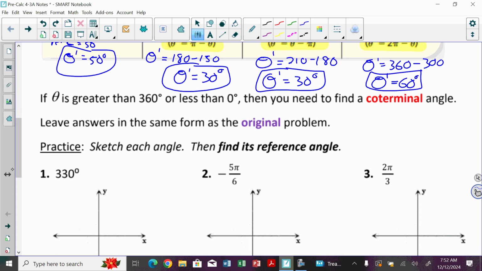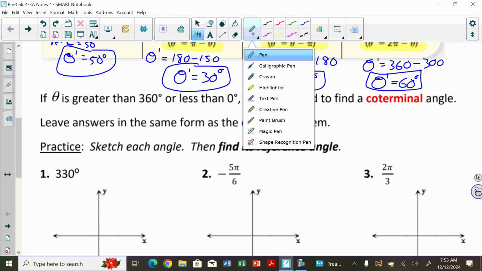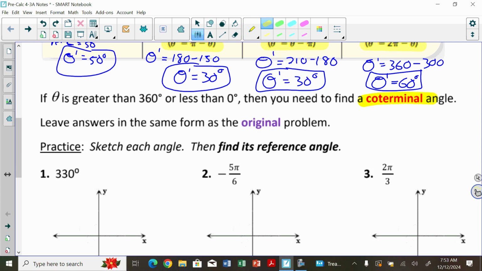Just remember a couple things, that if theta is actually over 360 degrees, then you'll need to find a coterminal angle, okay, which we did in the last sections. You just have to find an angle based on those rotations to find something coterminal. And then leave answers in the same form as the original problem. So if we were talking degrees, leave it in degrees. If we're talking radians, then you leave it in radians.